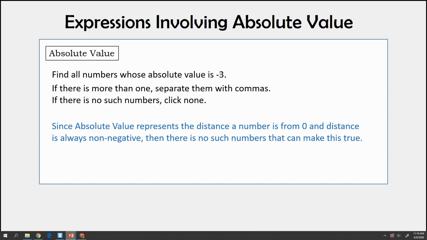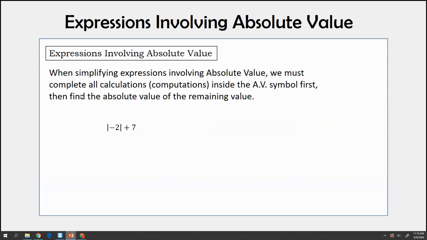Going to the left doesn't make it negative. You go to a negative number, but it's not a negative distance. So be careful when it says the absolute value equals a negative number, because that doesn't happen. Okay, now we'll do some simple expressions tonight also.